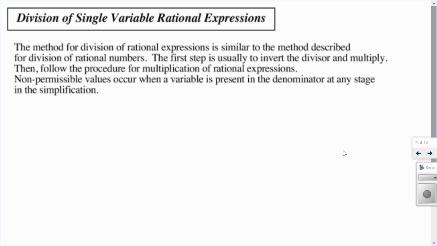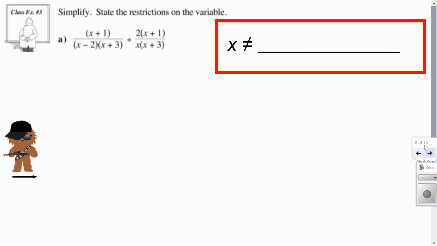Okay, so let's actually go through and do a division question. So what we're going to do is we're going to factor, we're going to keep, change, flip, keep, Chewbacca, fly, state our restrictions, and then simplify. So let's try this. So in this question here, everything's been factored for us, which is great. So let's list our restrictions for everything except for the numerator of fraction 1.